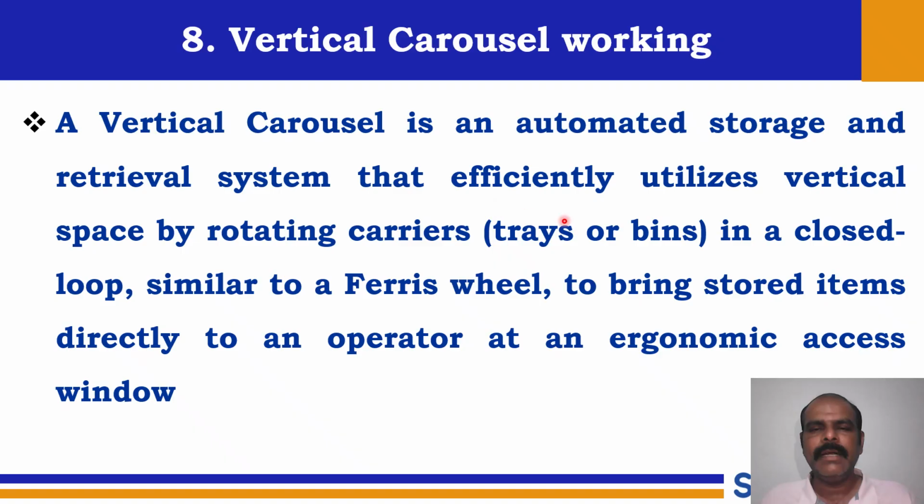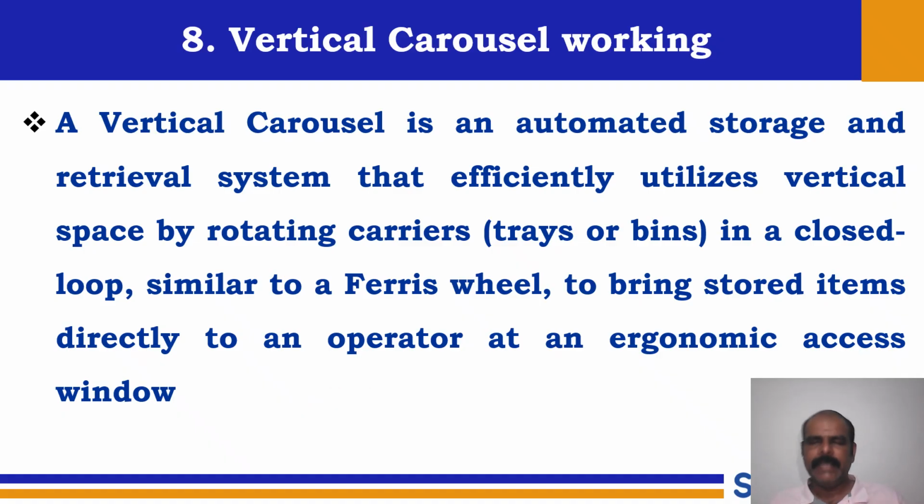A vertical carousel is an automated storage and retrieval system. It is a category under ASRS that efficiently utilizes vertical space by rotating carriers. Trays are going to be there, and these trays or bins can be mounted onto the carrier, on the platform. That's what a carrier means. These platforms can be rotated easily in a closed loop, similar to a Ferris wheel, in short a giant wheel, to bring stored items directly to an operator at an ergonomic access window.